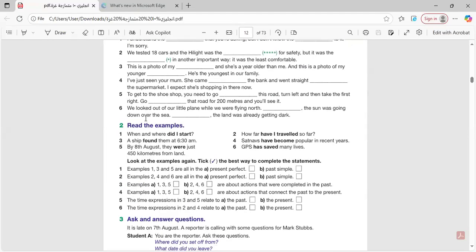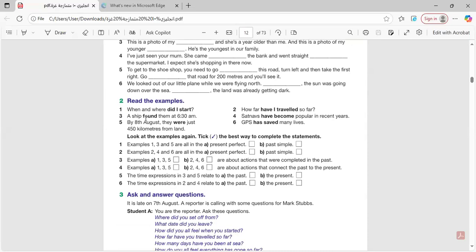Read the example. When and where did I start? A ship found them at 6:30 a.m. By 8th August, they were just 450 kilometers from land. How far have I traveled so far? Sat-navs have become popular in recent years. GPS has saved many lives. Okay, look at the examples again. Tick. Mark the best way to complete the statement.